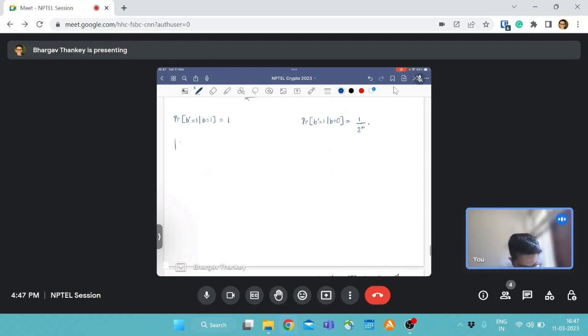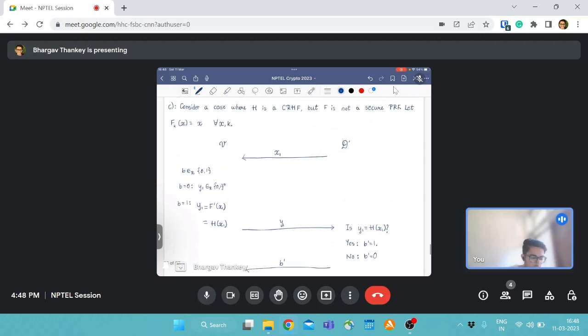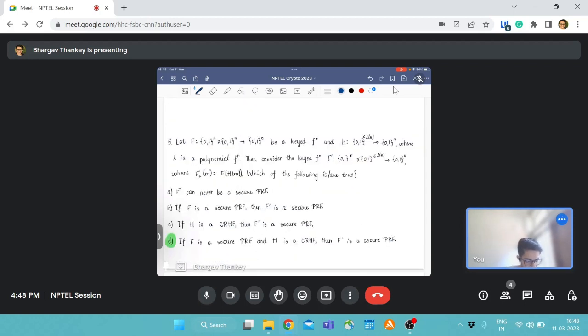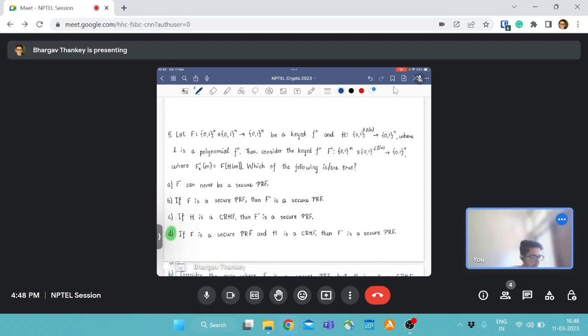So this difference is 1 minus 1 over 2 to the n, which is a non-negligible function. So F prime is again not a secure PRF. So this means that option C is also not correct. Is this fine? Yes, sir. Yeah, so then let's look at option D.